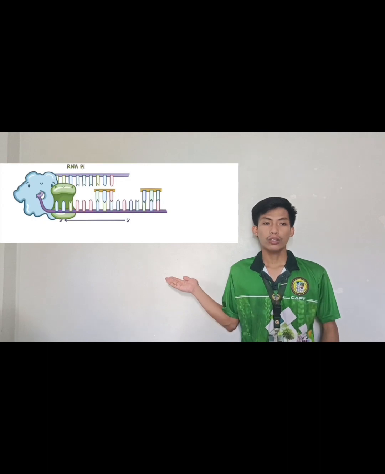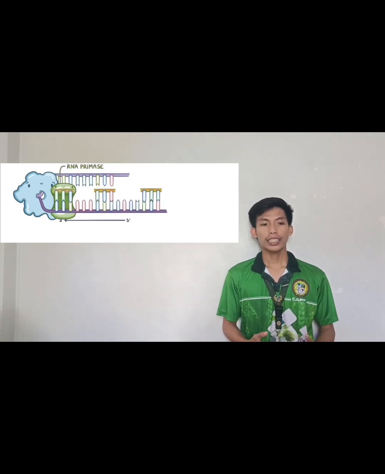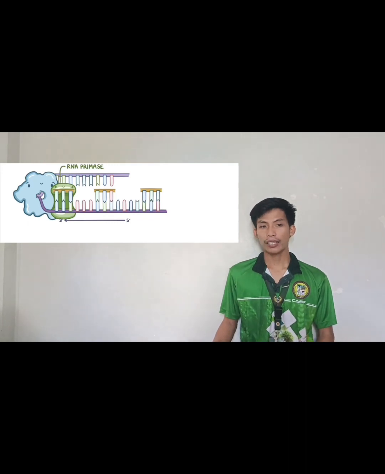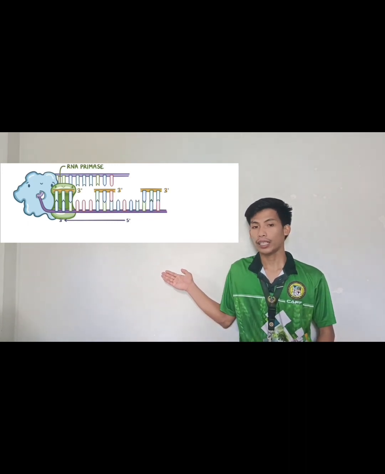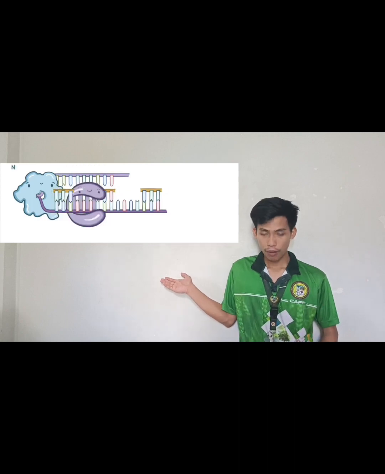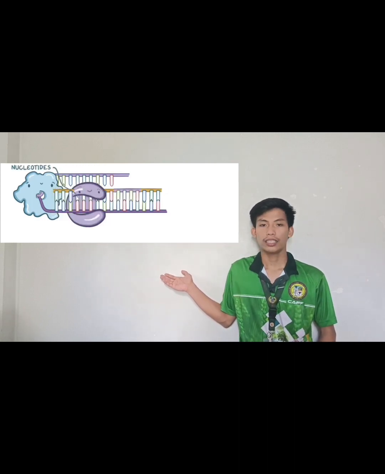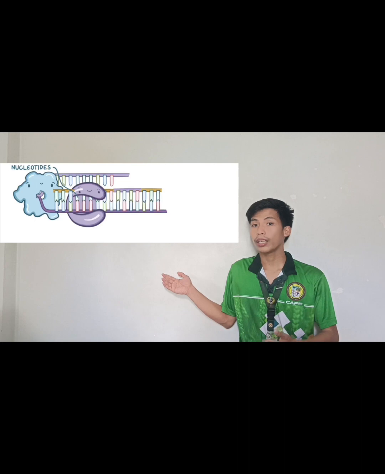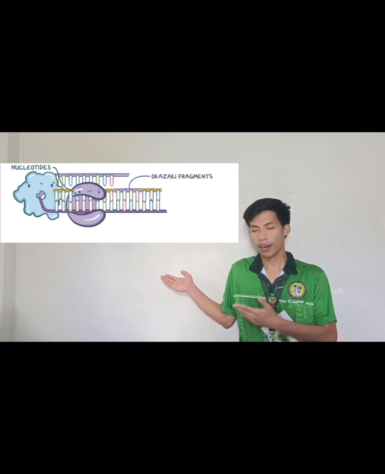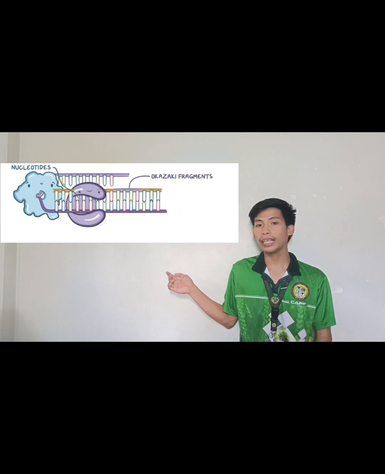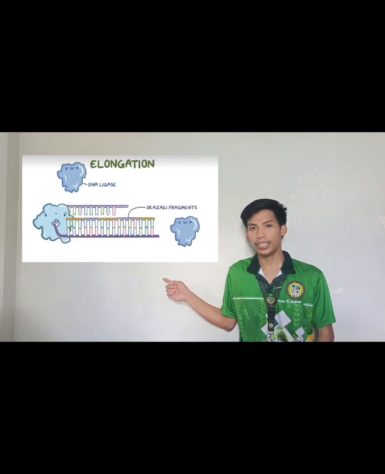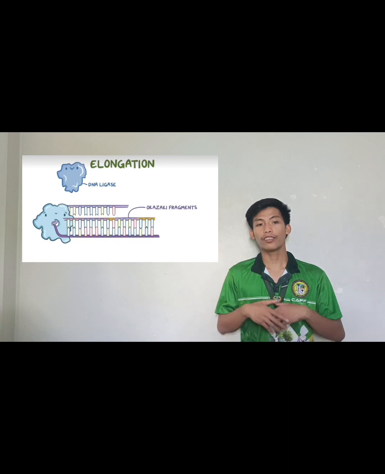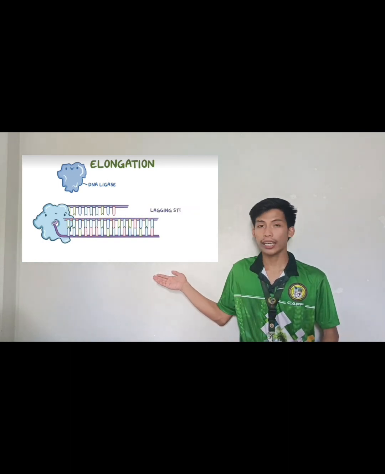To solve the issue, the RNA primase lays down a number of primers that bind to different spots along the length of the DNA template strand, which offers a lot of 3' ends. So the DNA polymerase can then add nucleotides to the 3' end of each of the primers, forming what are called the Okazaki fragments. These fragments are joined by the enzyme called DNA ligase, resulting in the finished DNA strand called the lagging strand.